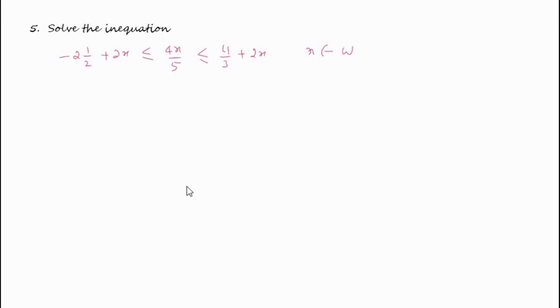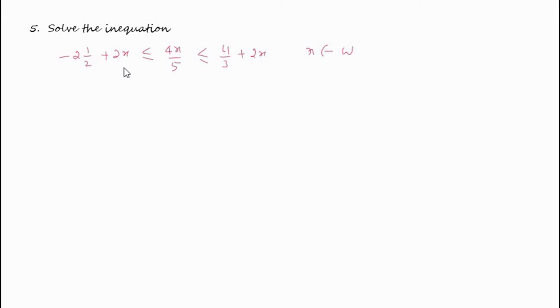Next problem. Solve the inequation minus 2.5 plus 2x less than or equal to 4x by 5 less than or equal to 4 by 3 plus 2x. x belongs to W, that is whole number.